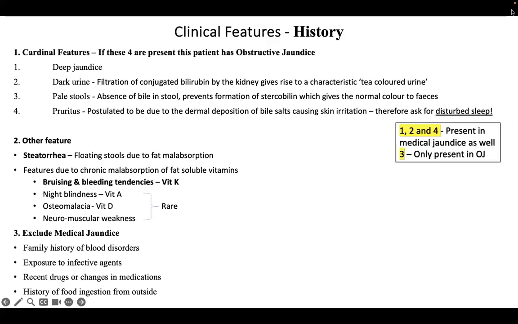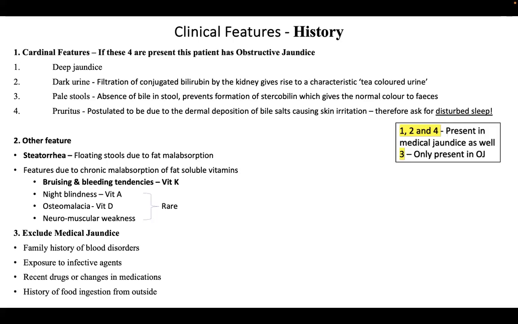Coming into the history, this is what you basically need to ask in your presenting complaint and history of presenting complaint. Your cardinal features: if these 4 are present, this patient has obstructive jaundice. They are cardinal features, mainly the pale stools. So you have deep jaundice, dark urine, pale stools, and pruritus. The deep jaundice is a given. Then you have dark urine.